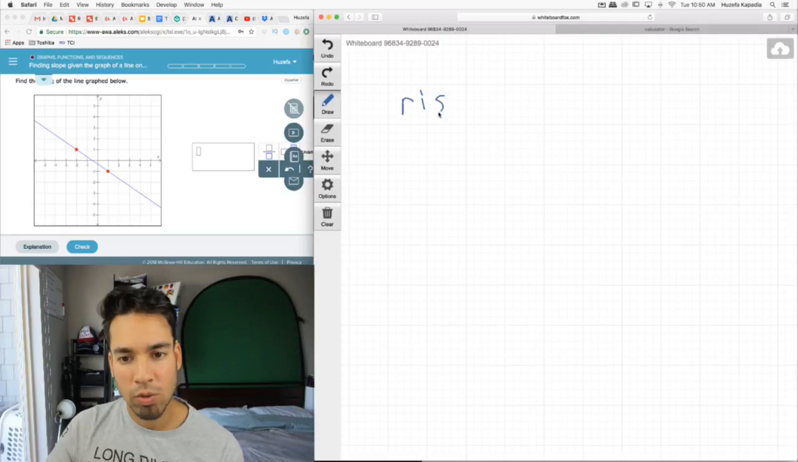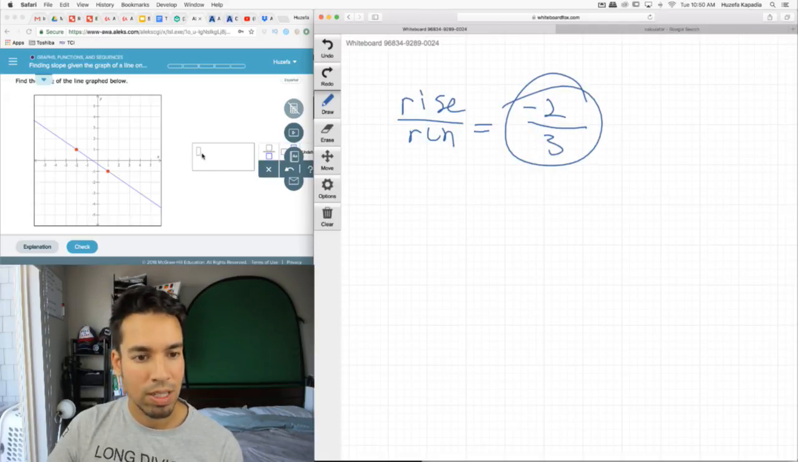And slope is always rise over run. So we're going down by 2, meaning a rise of -2, and we're going to the right by 3, a +3. And therefore the slope is -2/3.